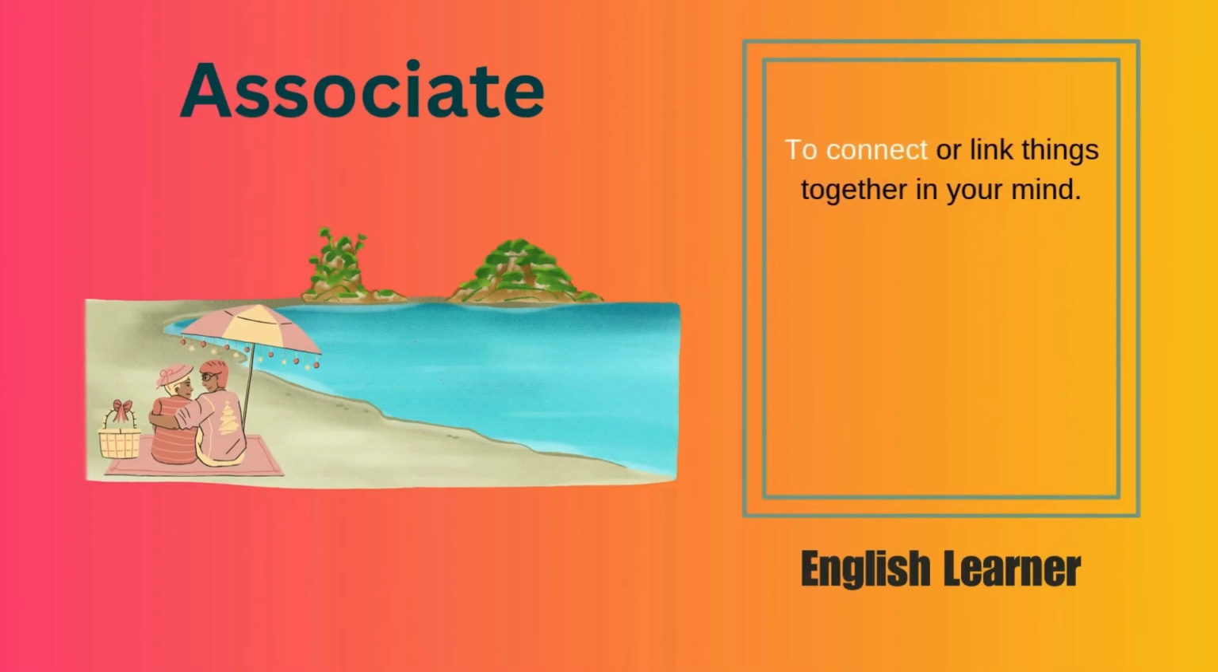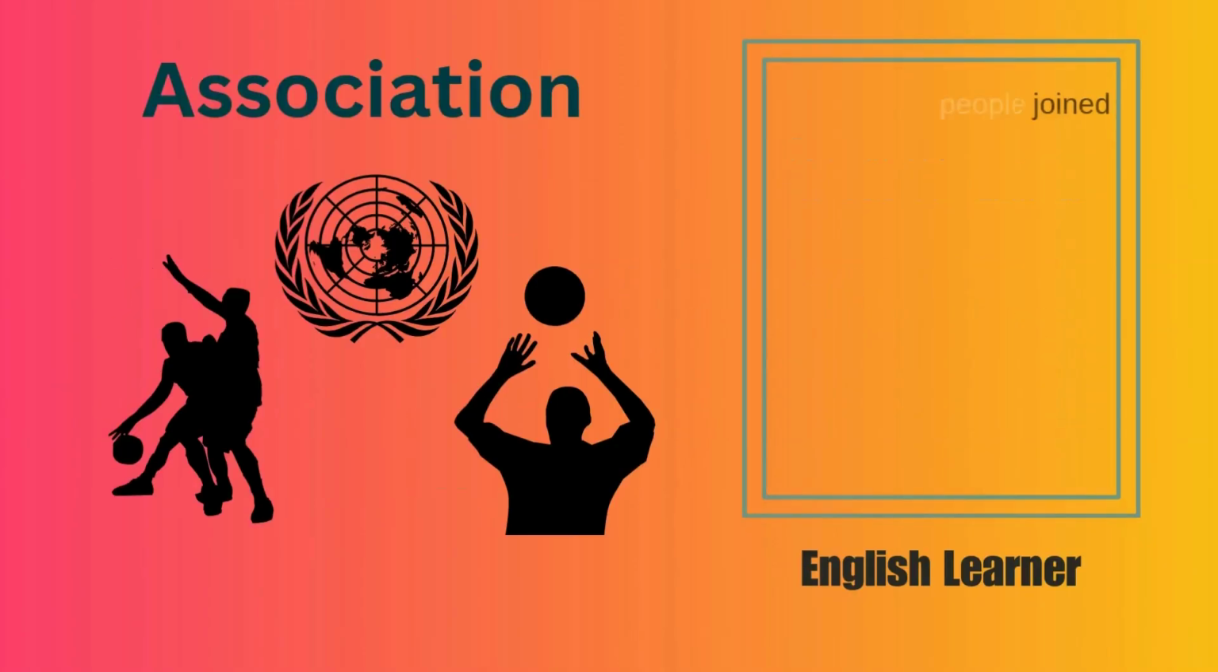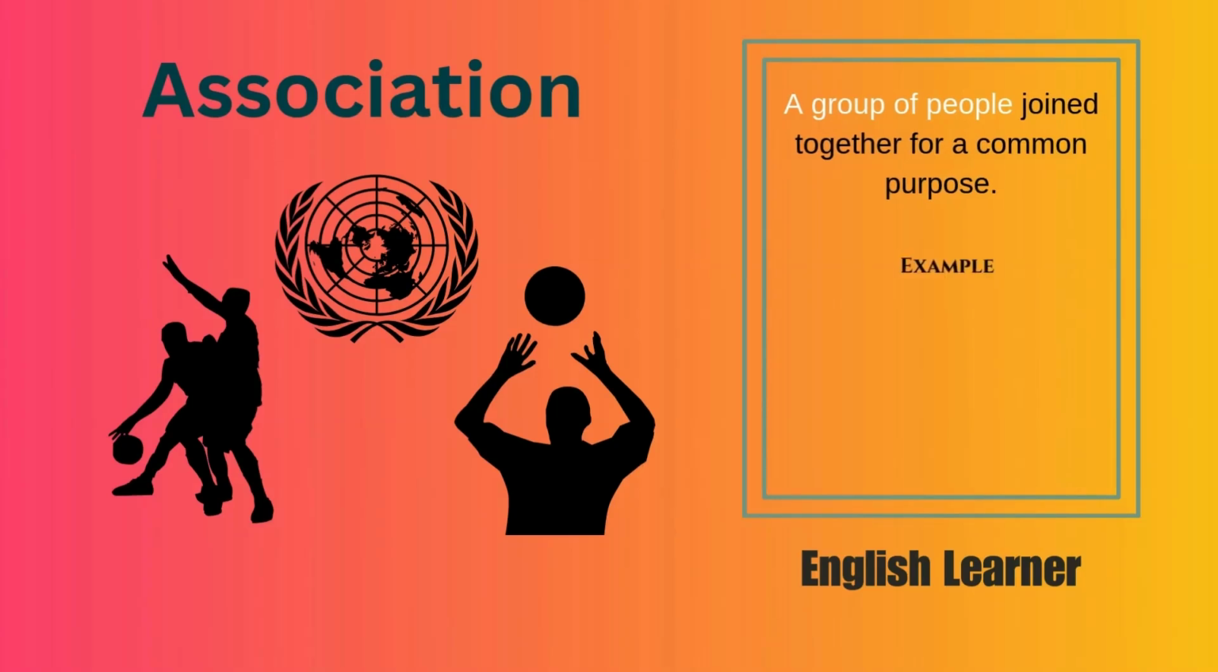Associate. To connect or link things together in your mind. Example. I often associate summer with going to the beach. Association. A group of people joined together for a common purpose. Example. He joined the sports association to play soccer.